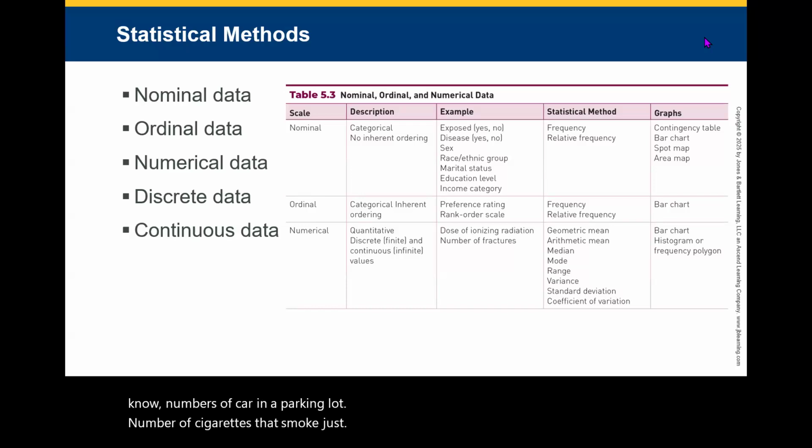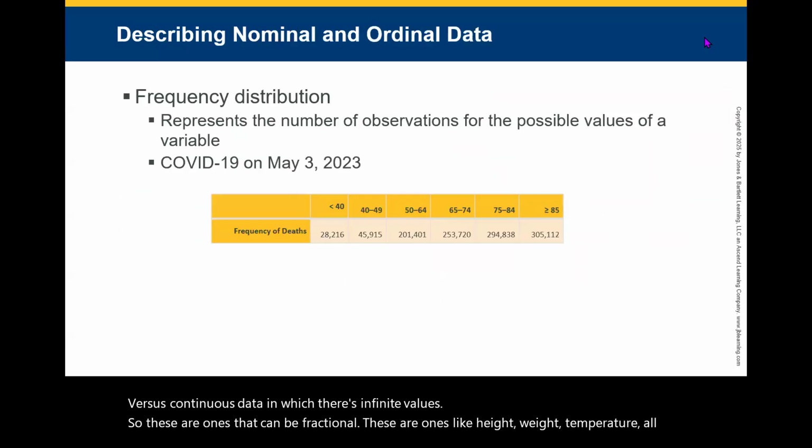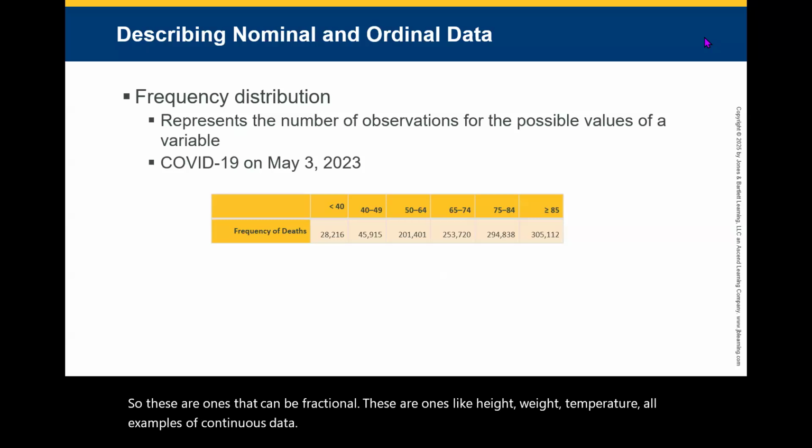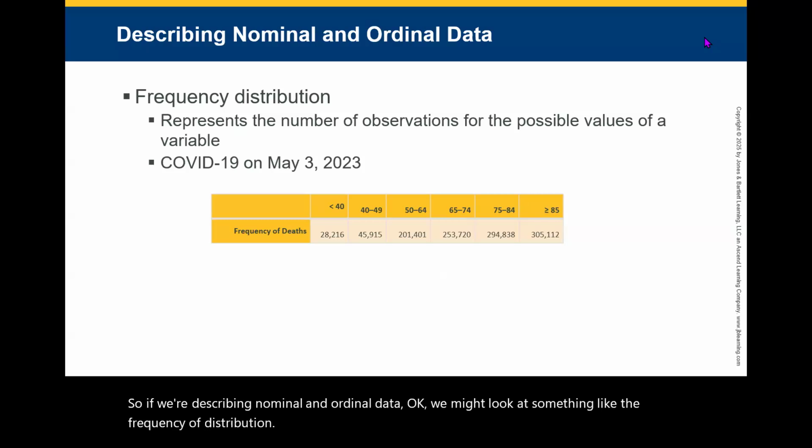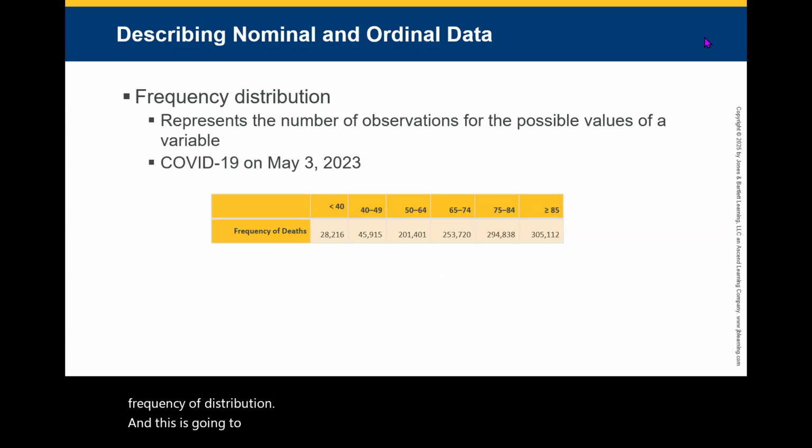discrete, finite numbers versus continuous data in which there's infinite values. So these are ones that can be fractional. These are ones like height, weight, temperature, all examples of continuous data. So if we're describing nominal and ordinal data, okay, we might look at something like the frequency distribution. And this is going to tell us the number of observations for the possible values of a variable.